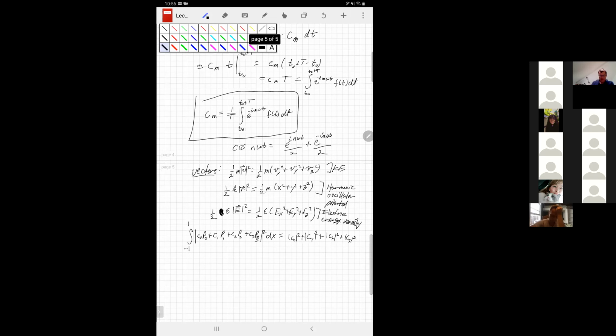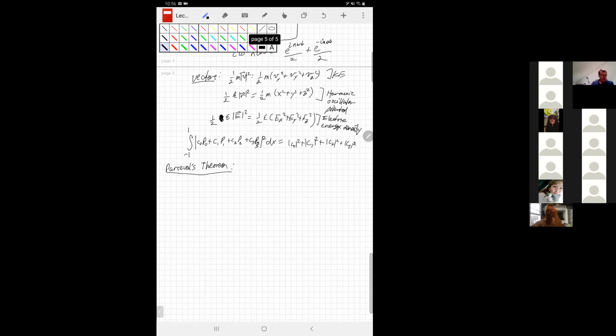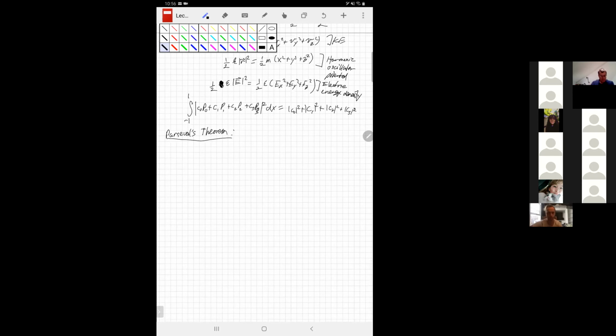All right, well, now I'm going to show you that we have a similar result for Fourier series. It's called Parseval's theorem. All right, the integral over a full period: 1 over T times the integral over a full period of the absolute value of f of t squared dt is equal to 1 over the period times the integral over a full period of a naught over 2 plus the sum of an cosine n omega t plus bn sine n omega t, whole thing squared dt.